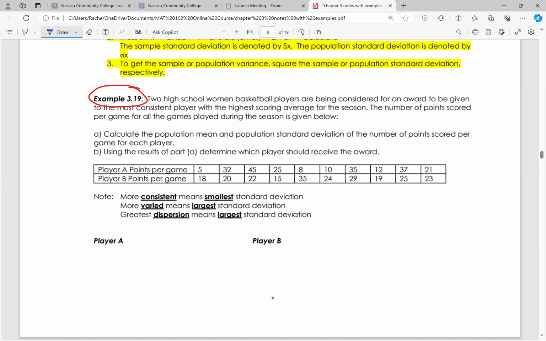So the first thing we have to do is, because we'll use the calculator to get the population mean and the population standard deviation for each player, enter each player's points into a list in the calculator. So if you want, pause here and enter each player's points into two separate lists in your calculator. So for player A, you're gonna put the points into a list, and for player B, you're gonna put the points into a list. And for each one, we're going to do a one variable stat so we could get the mean and the population standard deviation.